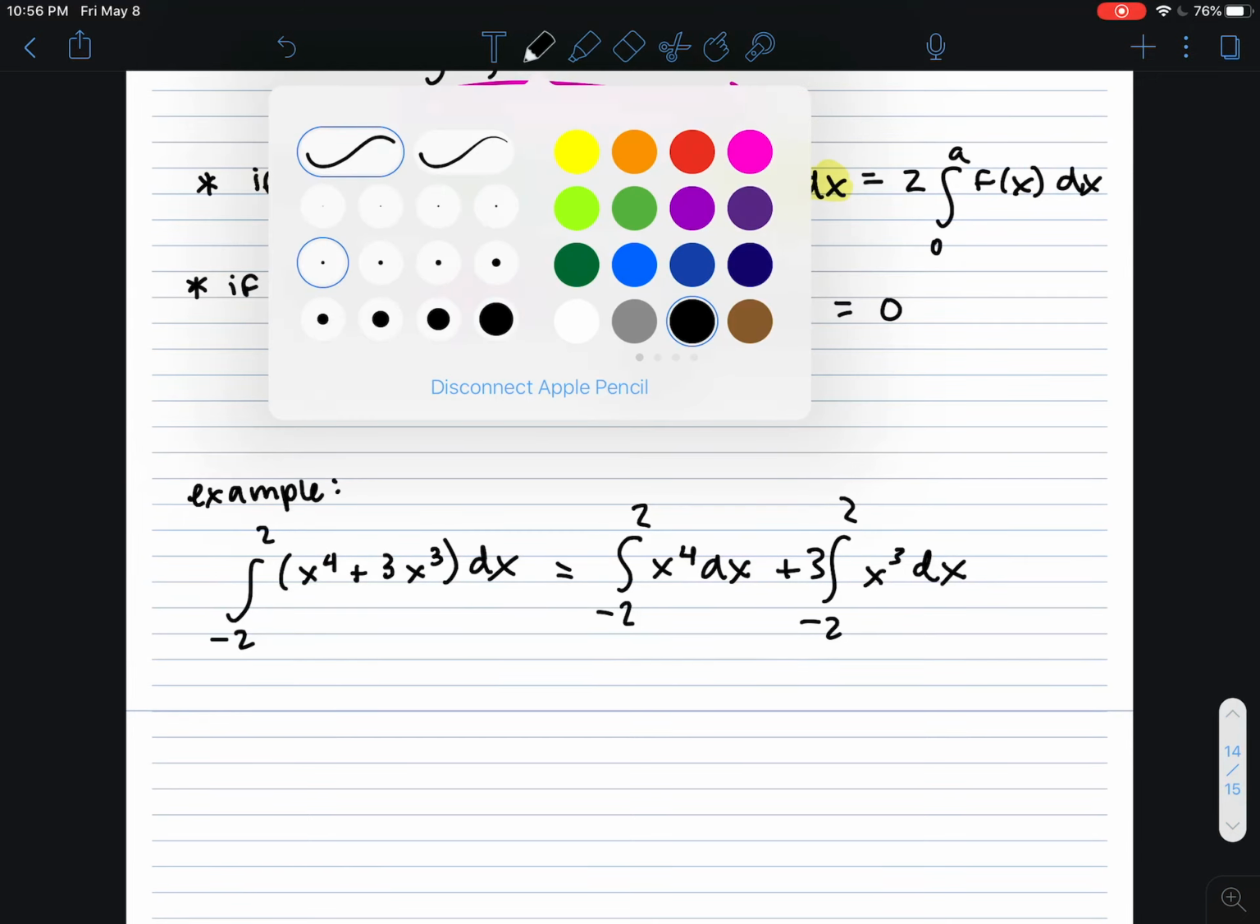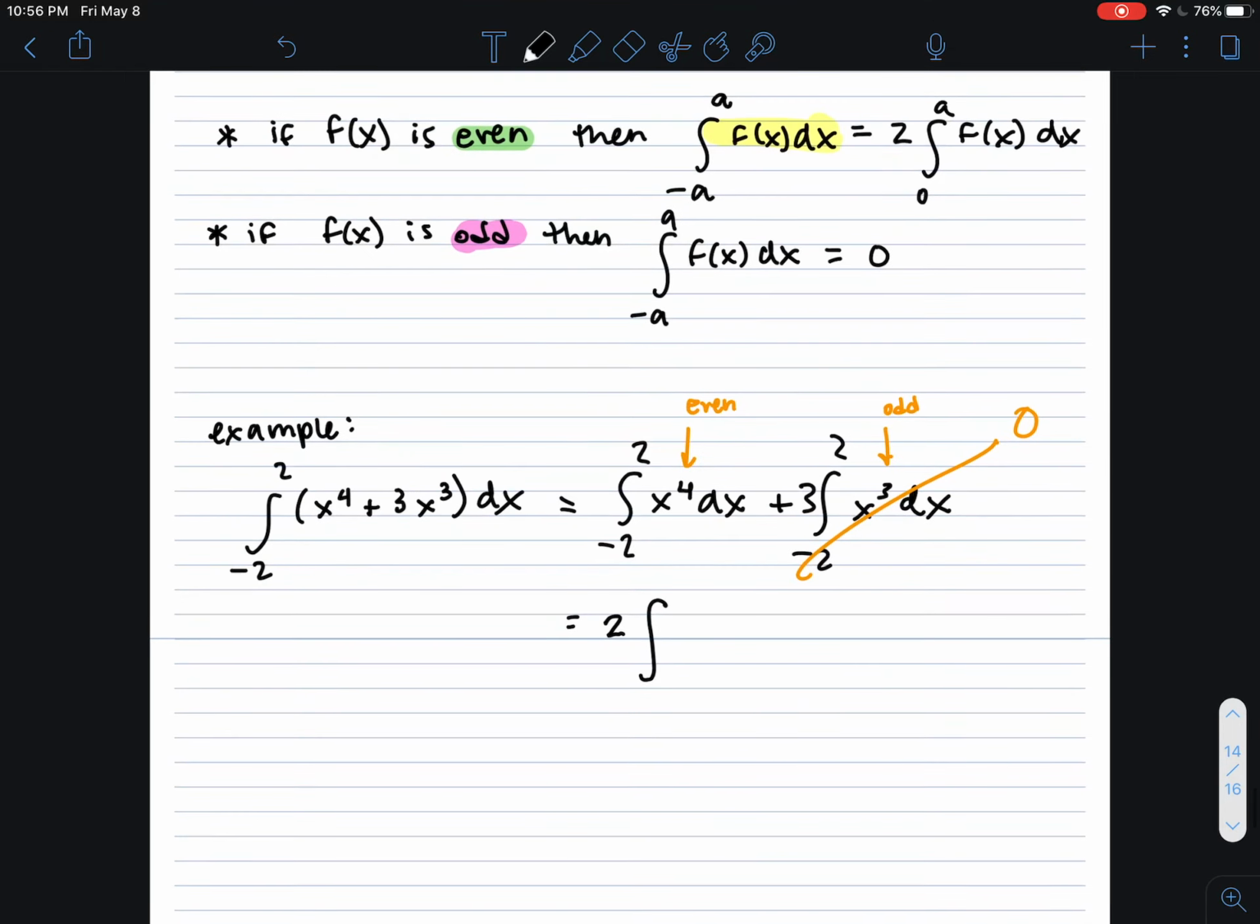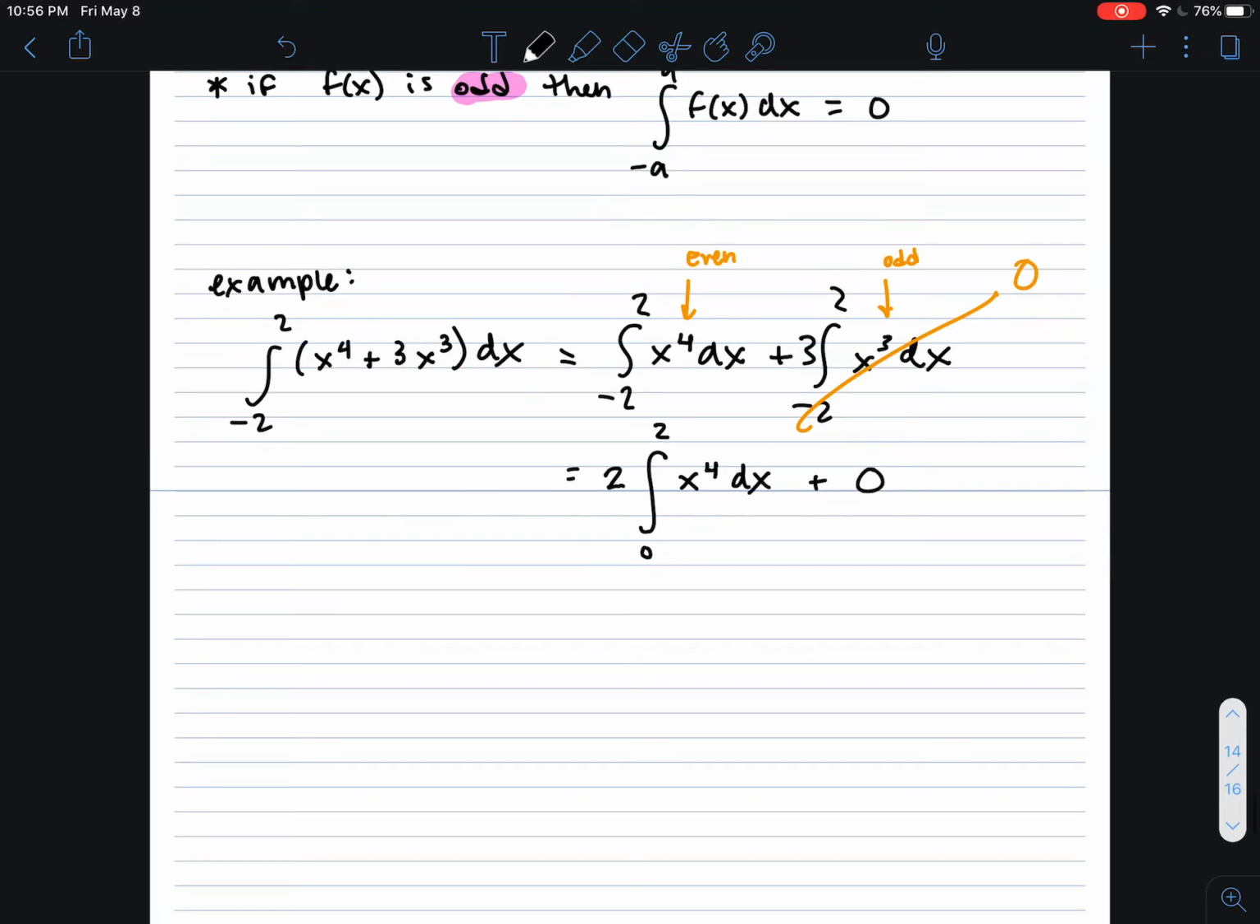And so we're thinking about even and odd because that's what we just talked about. And we know that this is an even function and this is an odd function. So this guy actually just goes to 0, which is nice. So we only have to focus on this even function, which from our rules we just established, we can evaluate from 0 to 2 instead of -2 to 2 as long as we multiply it by 2, because we're just doubling that area to account for the negative portion. So 0 to 2 of x to the fourth dx. Again, our second integral became 0, so we don't really have to worry about it anymore.